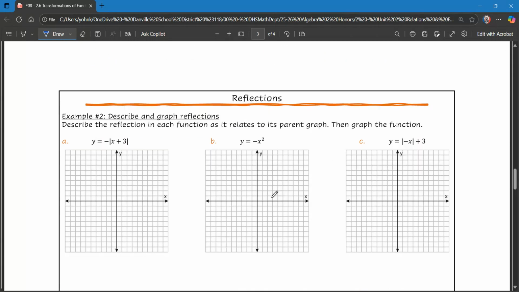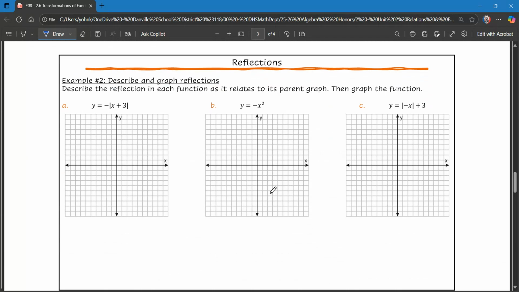Let's take a look at some of these. Describe the reflection in each function as it relates to its parent graph, then graph the function. So letter A, y equals negative absolute value x plus 3. Well, the parent function is going to be absolute value x. That negative means we're going to reflect it over the x-axis. Reflect over x-axis. And then the plus 3 on the inside means we're going to translate 3 to the left. Translate 3 left.